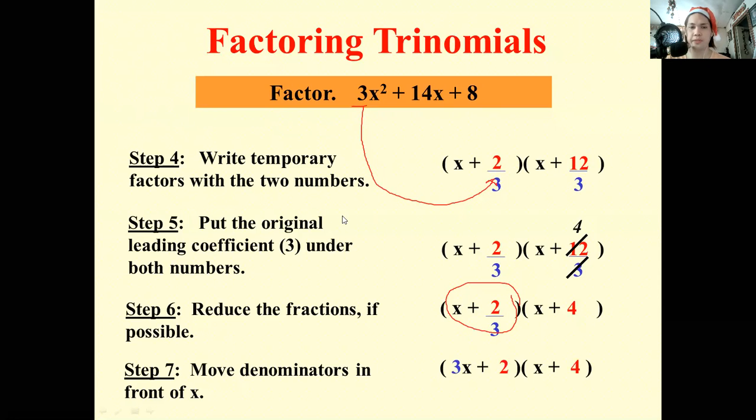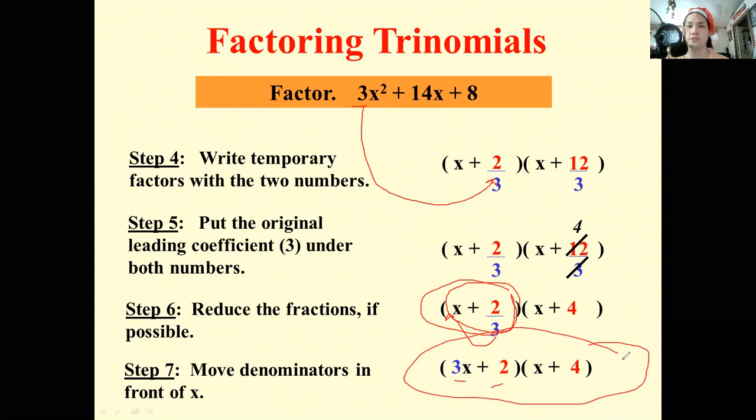So that's how you do it. This one, the 3, you just write it there as a numerical coefficient of your x, or it's simply like multiplying this factor x plus 2 over 3 by 3. So you have 3x plus 2. So these are already the factors of this given quadratic trinomial.